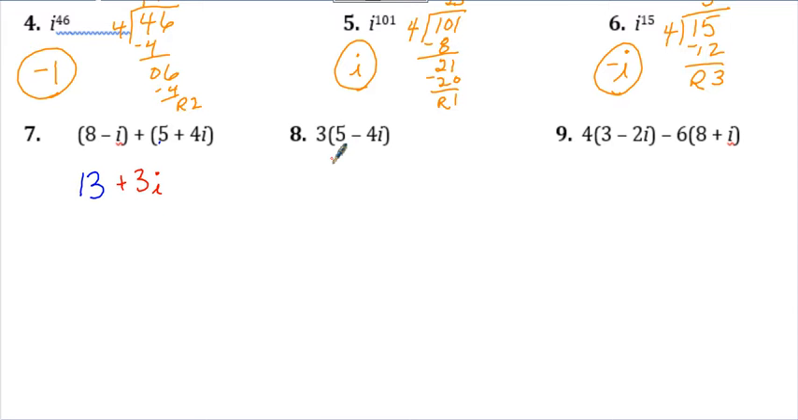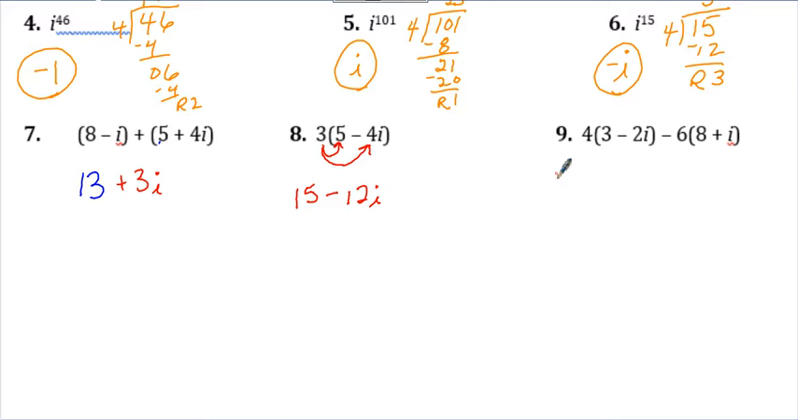In number 8, we use the distributive property, much like we would if this was an x instead of an i. We distribute the 3 here to the 5, and we distribute the 3 to the negative 4i. So we get a 15 minus 12i. Okay? And that's it. In number 9, we have a 4 times this complex number minus a 6 times this complex number. So let's distribute first and then combine like terms.